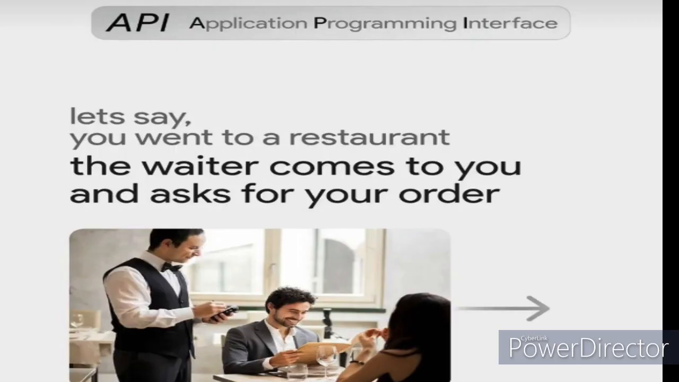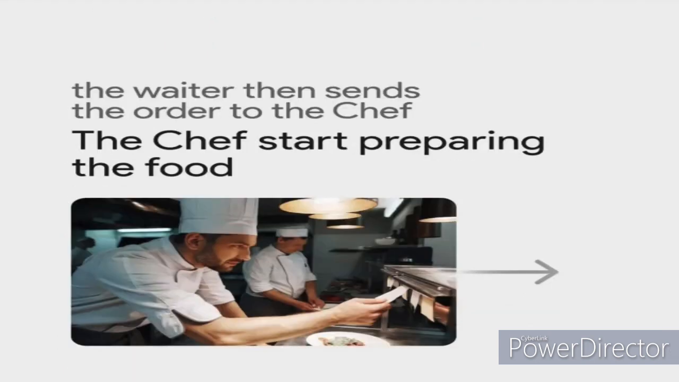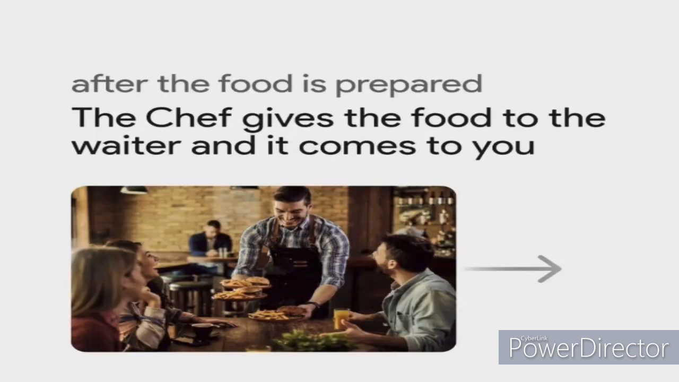Let's say you went to a restaurant, the waiter comes to you and asks for your order. The waiter then sends the order to the chef. The chef starts preparing the food. After the food is prepared, the chef gives the food to the waiter and it comes to you. So the waiter acts as a connection between you and the chef.